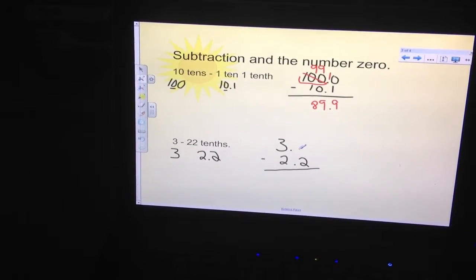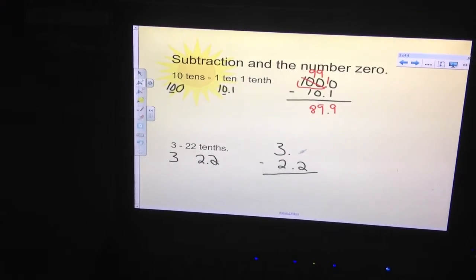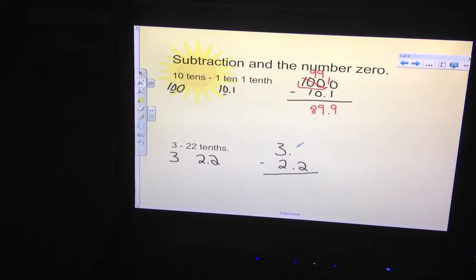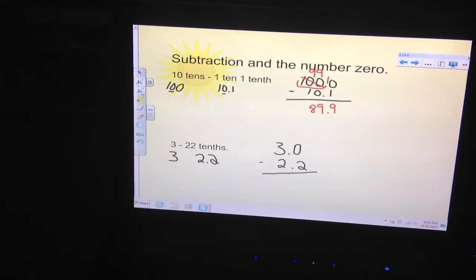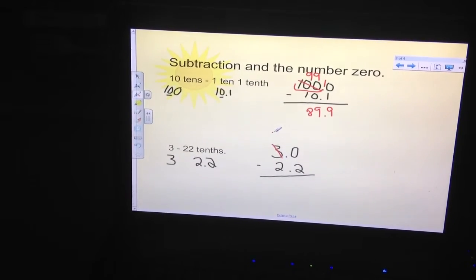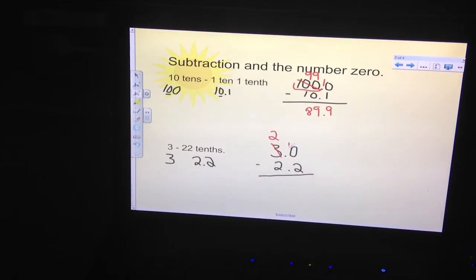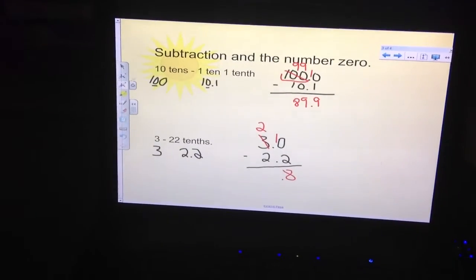So, actually this one won't work too well for that one. I have a blank space here, which is going to be the same thing as a 0. So when I go to borrow one, I have to go next door, get one from over there. 10 minus 2 is 8. 2 minus 2 is 0. I end up with 8 tenths.